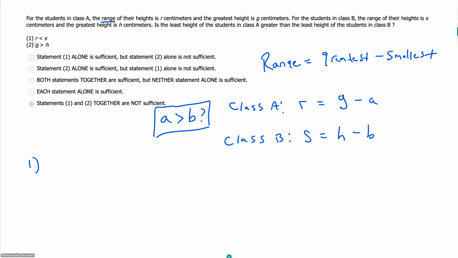So on to our statements. Statement 1 says r is less than s. And actually, maybe before we even do that, I should say, if they're asking us about the smallest heights in each of our 2 classrooms, so they're asking us about a and b, maybe we should get our 2 equations in terms of a and b. And so what do we know? We know a is equal to g minus r. And we know b is equal to h minus s, right?